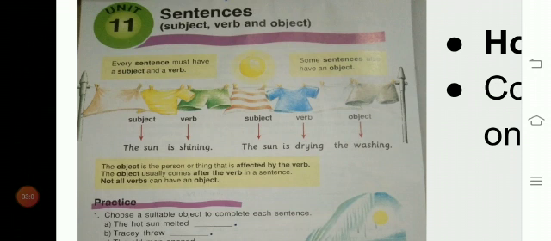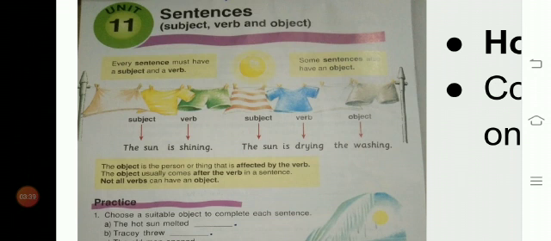Look at the example below. The sun is shining. The sun is the subject. As I told you, what is the subject? It's a person or thing about whom the sentence is or who does something in the sentence. So the sentence is about the sun. So the sun is the subject here. And shining is the verb in the sentence, as it is the action word and doing word in the sentence. So it's a verb in the sentence.